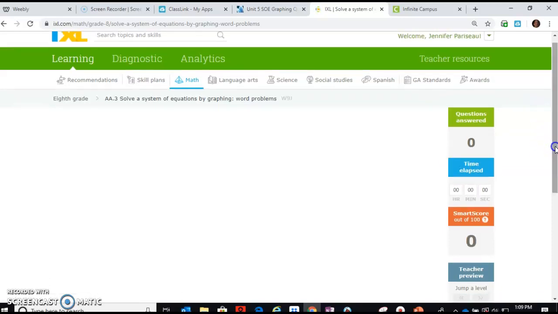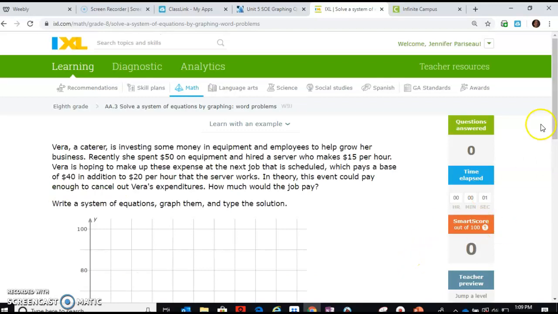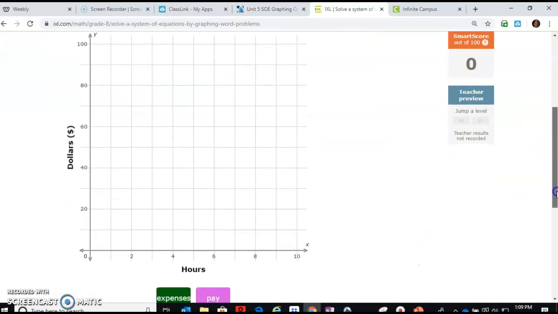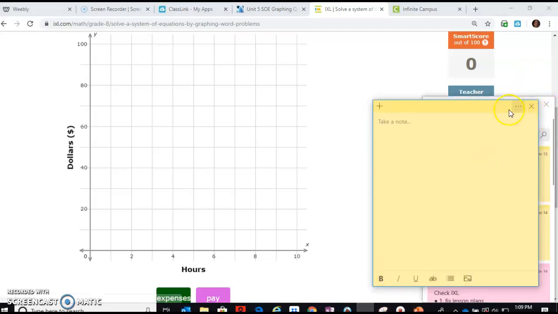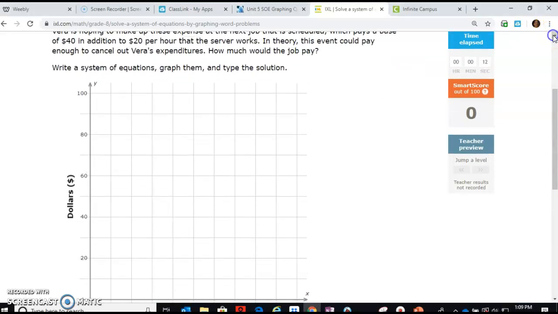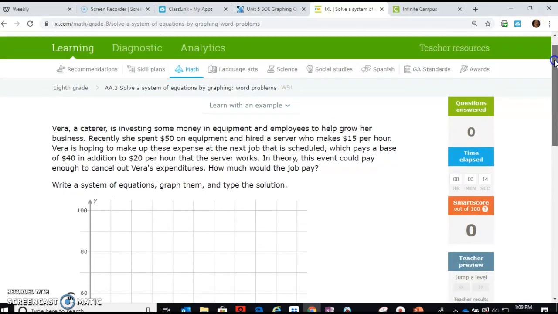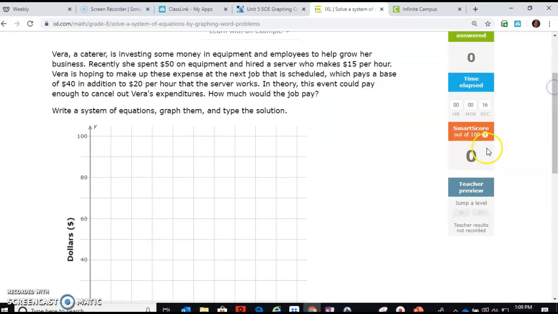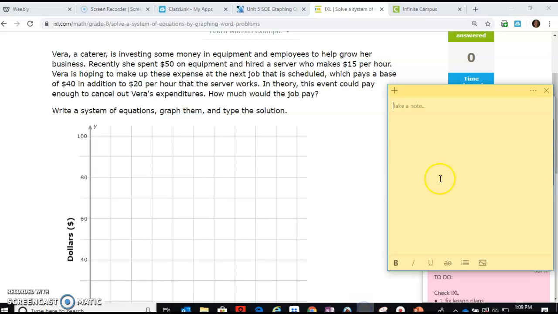So let's see, it's taking a little while. I highly recommend that you have paper out with you. I'm going to be using a Post-it note on my computer only because that is the only way I can also show you my work while also looking at IXL at the same time. Oh, it only has one level, so never mind.